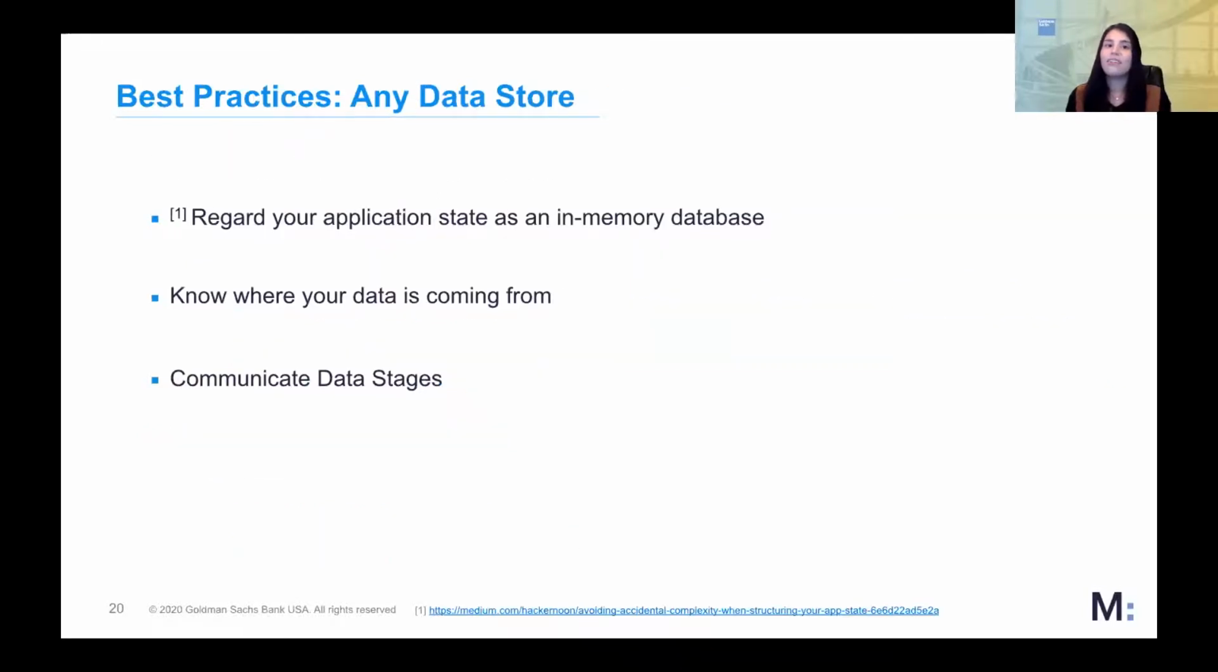And regardless of what data store you choose, you want to make sure that you follow the best practices where you regard your application state as an in-memory database. So that means you want to make sure you don't model your data store after your view or your APIs, and you don't store any computations. Make sure you know where your data is coming from and use semantic names. And make sure you communicate data stages so that your components know whether or not the data that they require is in the process of being fetched or has been fetched.